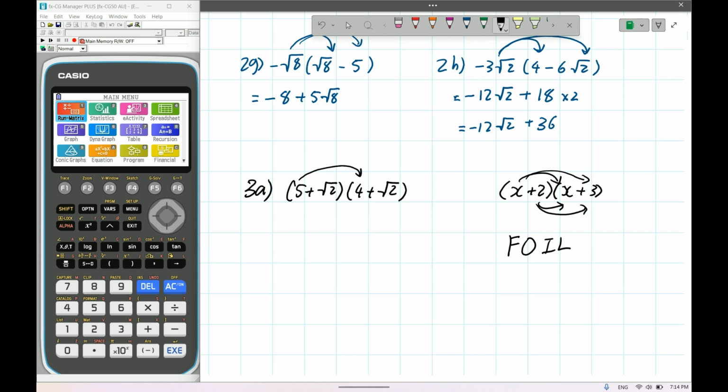So the 5 and the 4 will make 20 because they'll times together. The 5 and the square root 2 will make 5 square root 2. The square root 2 and the 4 will make a 4 square root 2. And lastly, square root 2 and a square root 2 will make a positive 2. And so that's what they're asking when they say expand or simplify. Now what we have to do is just add the like terms together. So 20 plus 2 makes 22. And then 5 square root 2 and 4 square root 2, well, that'll make 9 square root 2. Cool.